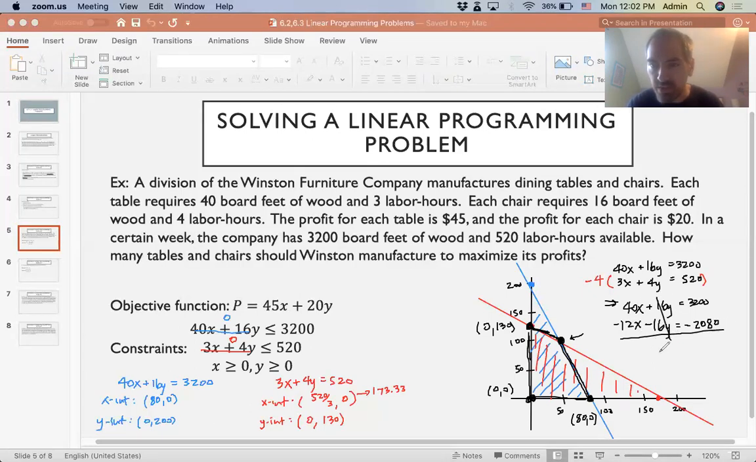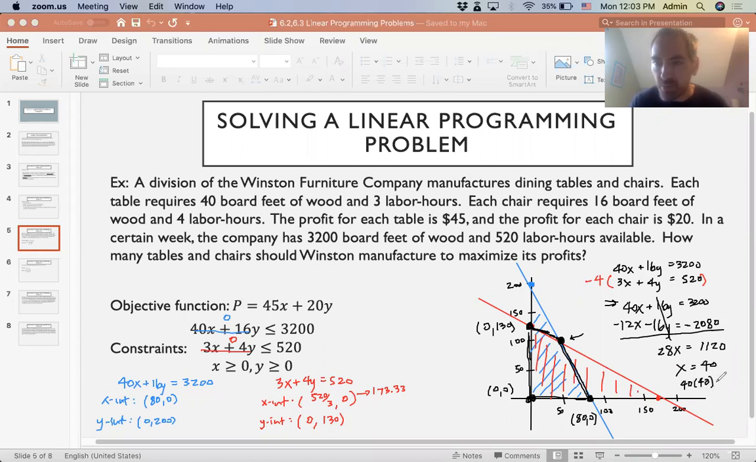40x minus 12x is 28x, and 3200 minus 2080 is 1120. And so dividing both sides by 28, I get that x is equal to 40. So if x is equal to 40, I can plug that 40 back into either equation, and we can find what the y value is.